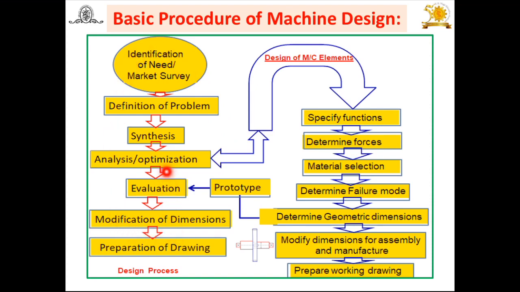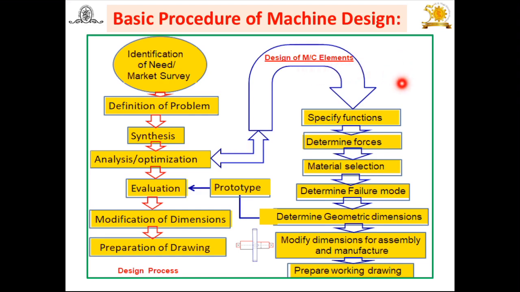These are the general steps involved in the design process. In analysis and optimization, that is design of individual components, different steps are also involved in this analysis or design of individual components. Because suppose we take a mechanical gearbox. In a gearbox many components are there: gear, shaft, keys, selection of bearing.